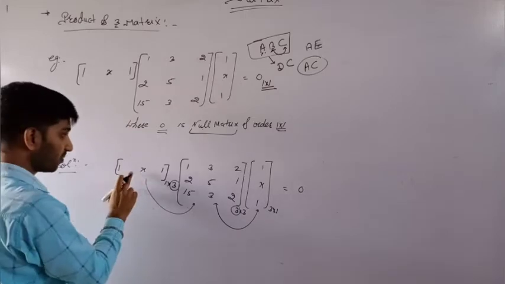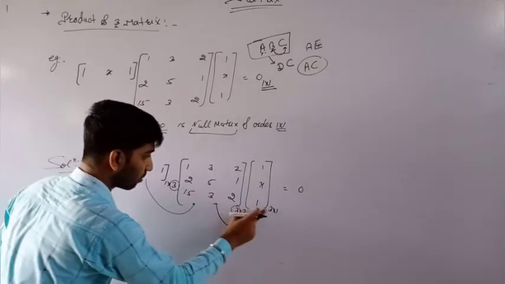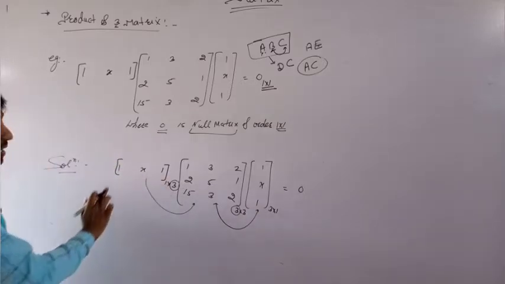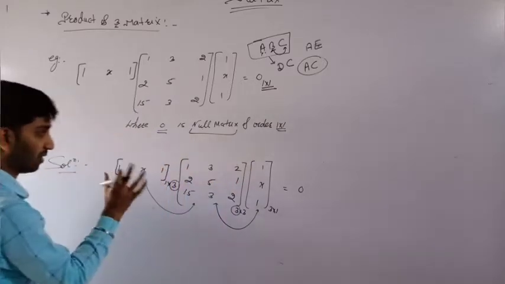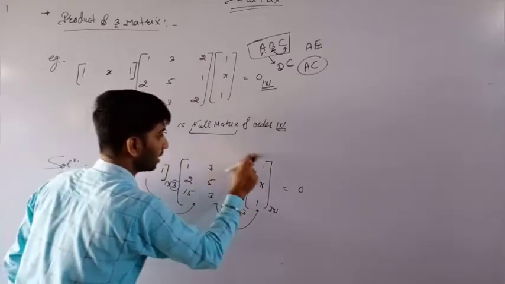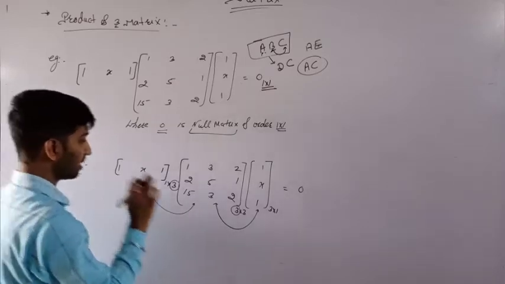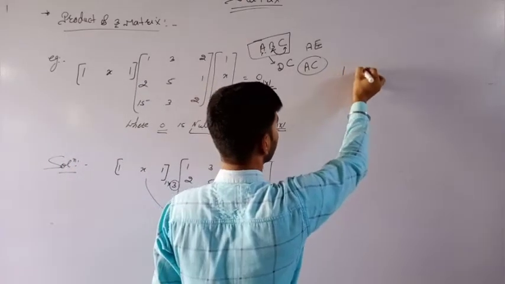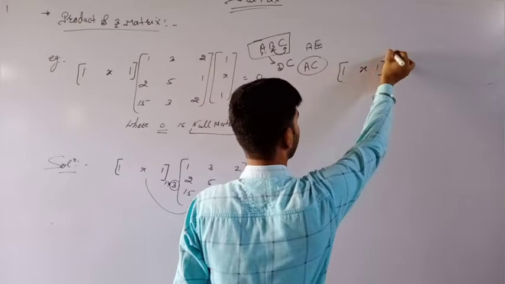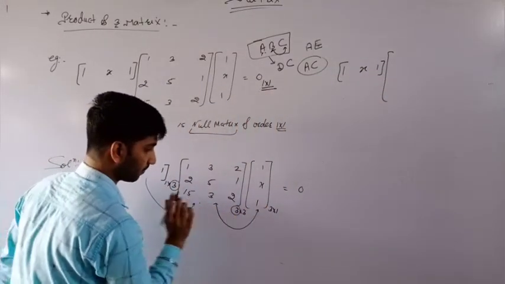Otherwise, it obeys the condition of multiplication: number of columns equal to number of rows. But we cannot multiply A directly to C. We can multiply AB, we can multiply BC, but we cannot directly multiply A to C. So first of all, we keep A the same. Clear? Now we multiply B with C.